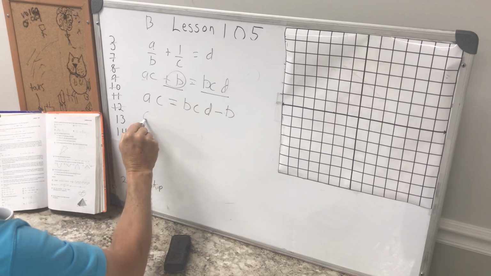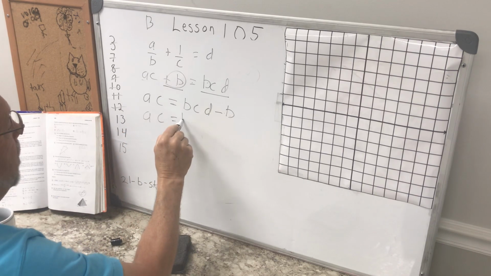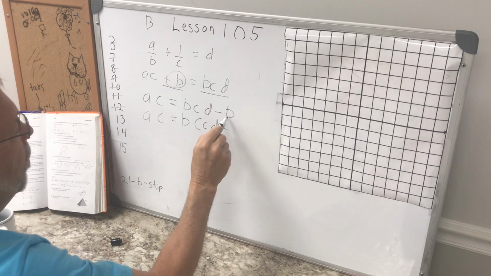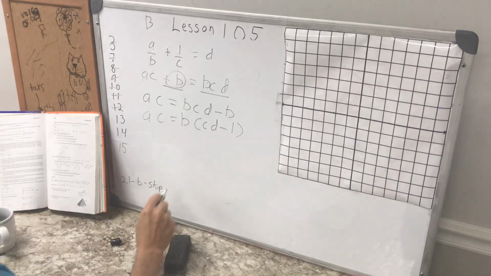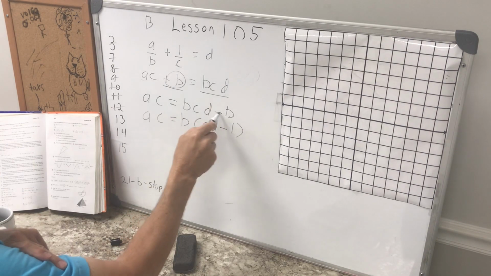What I do next is factor the B out of it. B, I'll factor the B out, and I'm going to end up with C, D, negative what? 1. To get the idea, I factored the B's out of it.